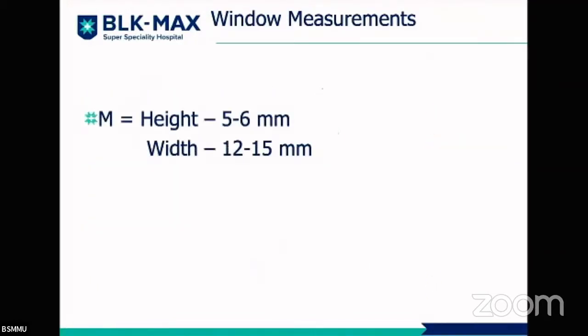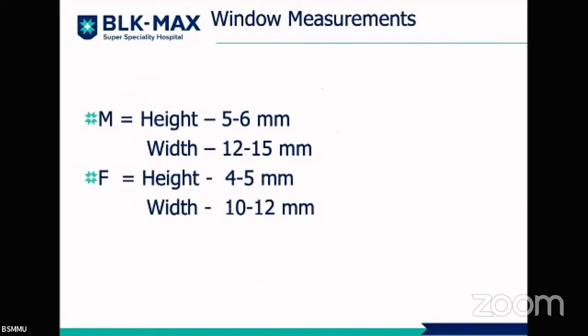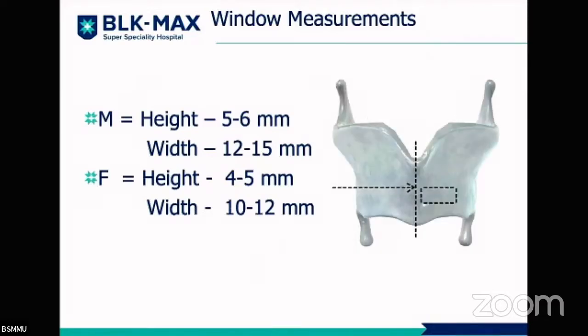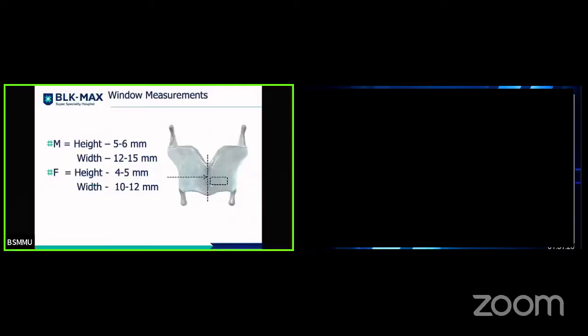Window measurements. Remember, male larynx is bigger than female larynx. So in male larynx, the height of the window is a little bigger, 5 to 6 millimeter, and 12 to 15 millimeter width. Yesterday we did 5 by 12 millimeter. And in case of female, the height of the window is 4 to 5 millimeter. Why this 4 to 5, 5 to 6? Because inferiorly, you should leave at least 3 mm strut so that it doesn't fracture when you are putting the implant. And width 10 to 12 millimeter in case of female.